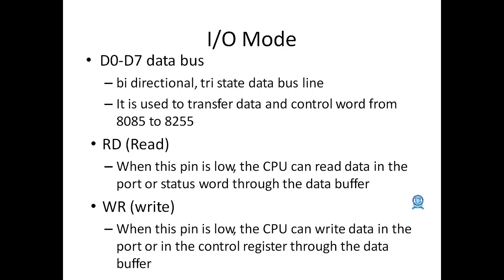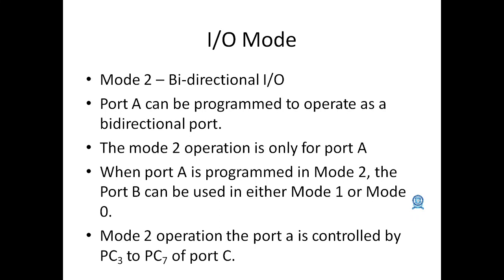RD is read. When the pin is low, the CPU can read data in the port or status word through the data buffer, and WR is write. When the pin is low, the CPU can write data in the port or in the control register through the data buffer. Mode 2, bidirectional input output. Port A can be programmed to operate as a bidirectional port, and mode 2 operation is only for port A. When port A is programmed in mode 2, port B can be used either in mode 1 or mode 0. In mode 2 operation, the port is controlled by PC3 to PC7 of port C.